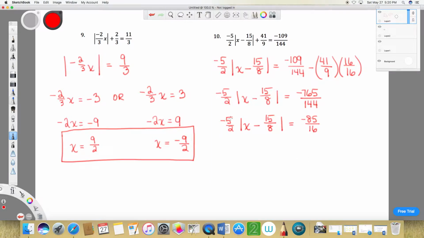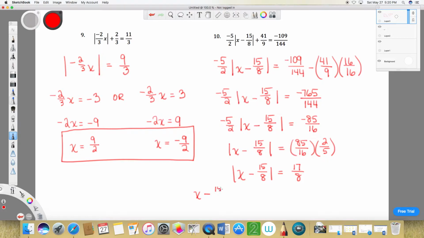All right, so now let's multiply both sides by the reciprocal of this coefficient to get this absolute value by itself. The negative times negative will be positive. And if I take 85/16 times 2/5, that'll reduce. And it reduces with a denominator of 8. So that's kind of convenient.